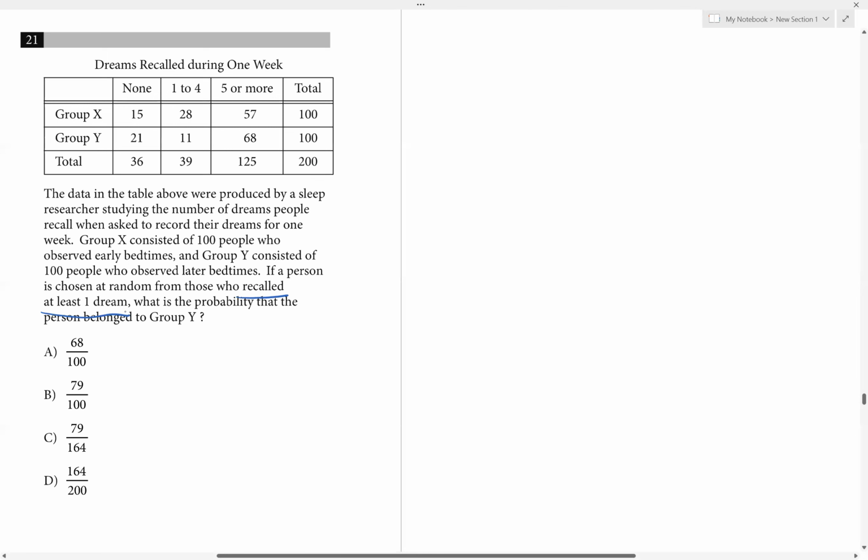So for the number of dreams recalled, the first column is none, the second one is 1 to 4, and the third column is 5 or more. So at least one has to be either 1 to 4 or 5 or more. That's at least one, so everything except the none column. We can use these two numbers on the bottom and add them together. So those who recall at least one dream, the total is 39 plus 125.